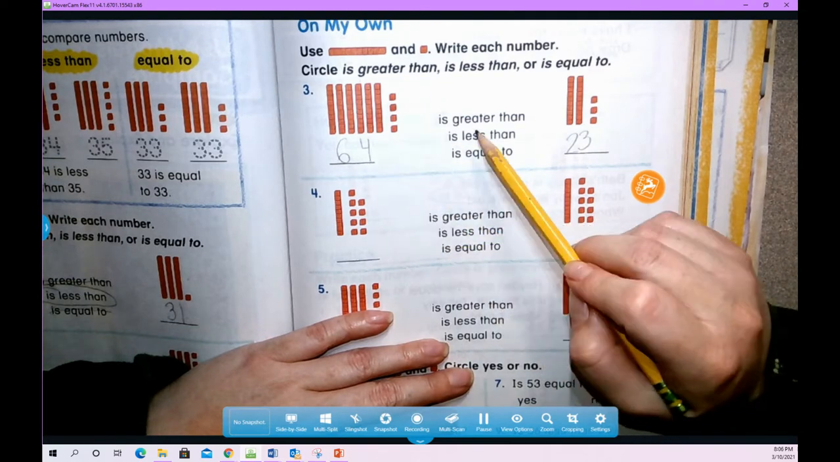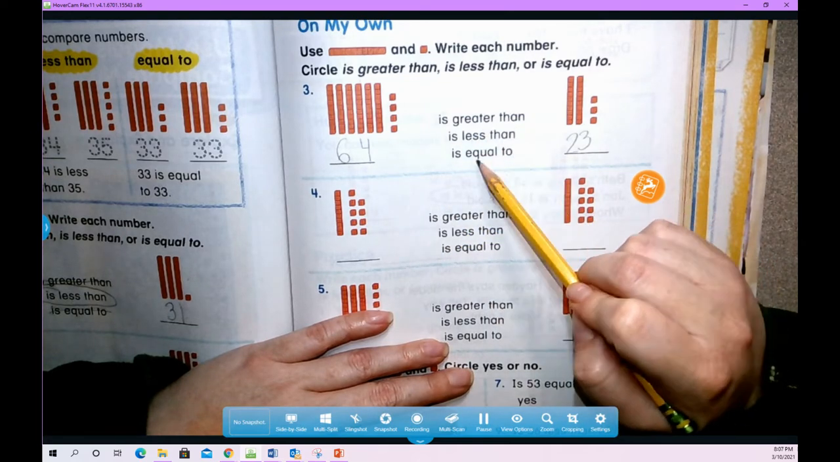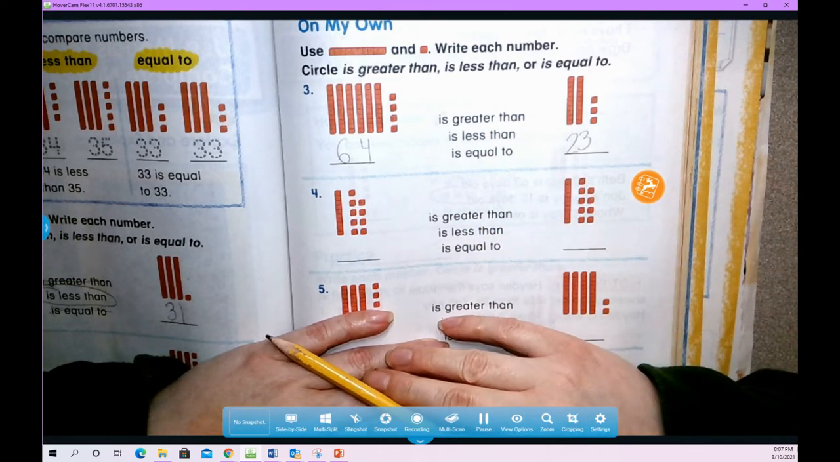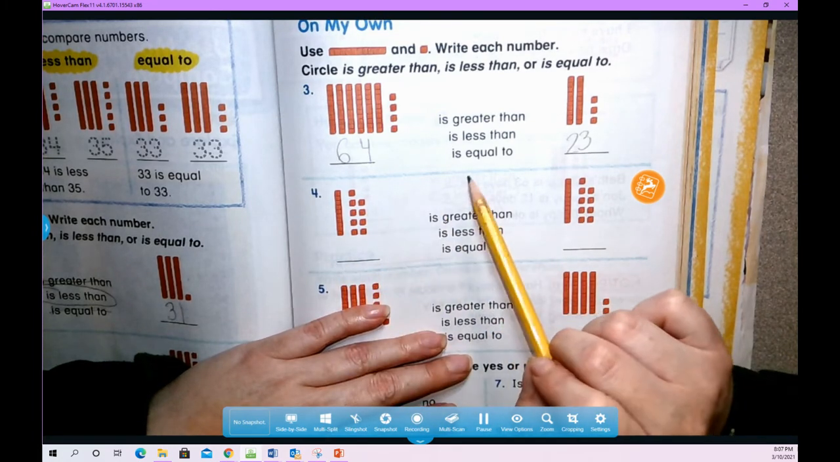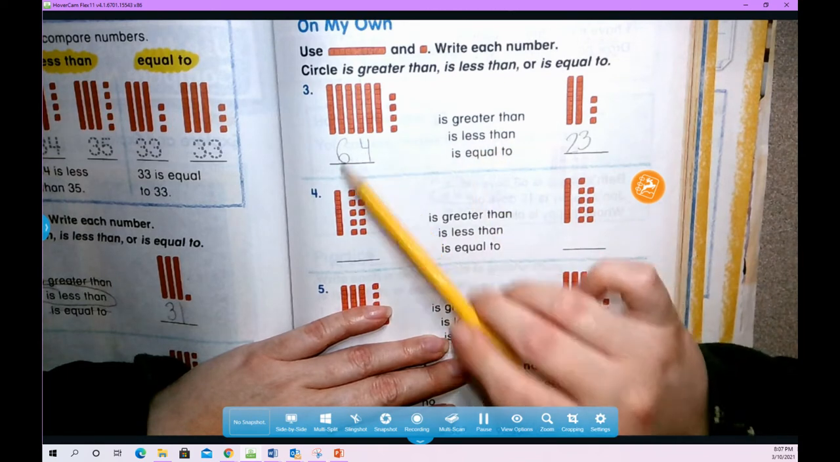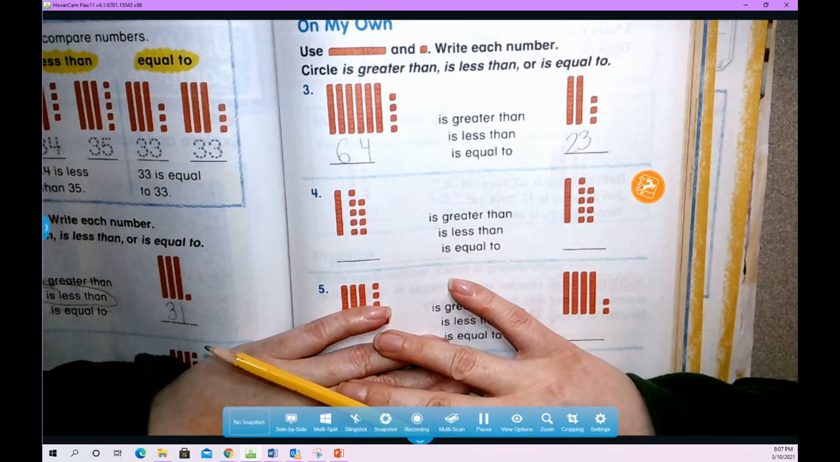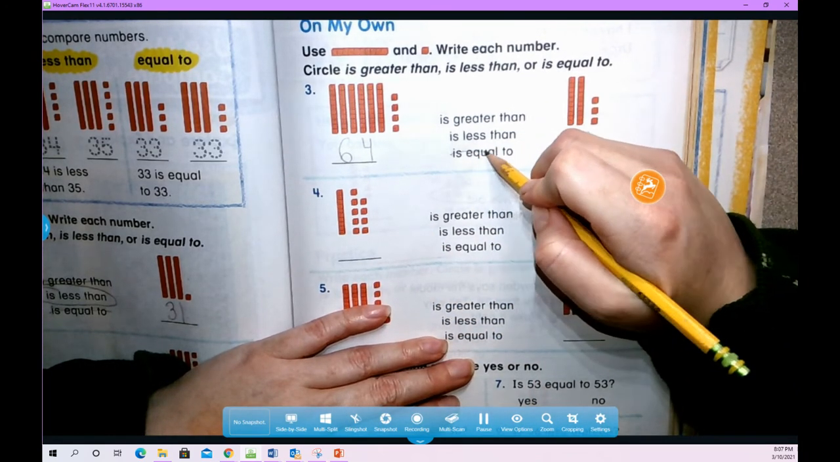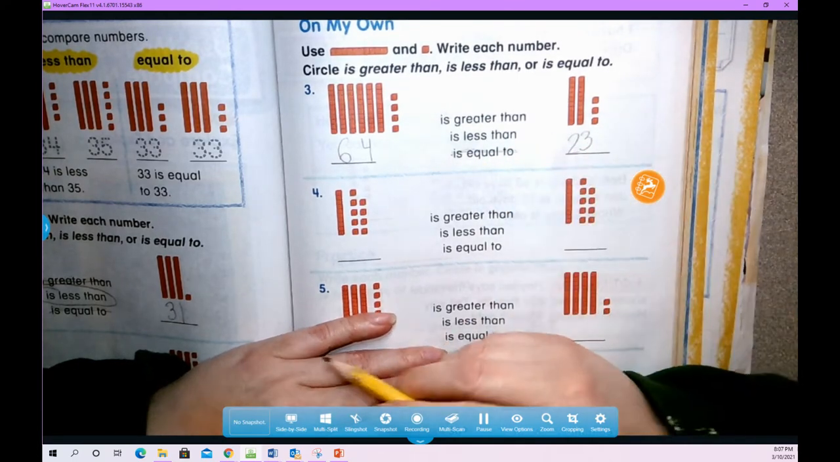Is the number 64 greater than, less than, or equal to the number 23? So right away we can see, are they the same number? Do they have the same amount? No, they do not. So we can cross out equal to. We know that they're not equal to. They're not the same.